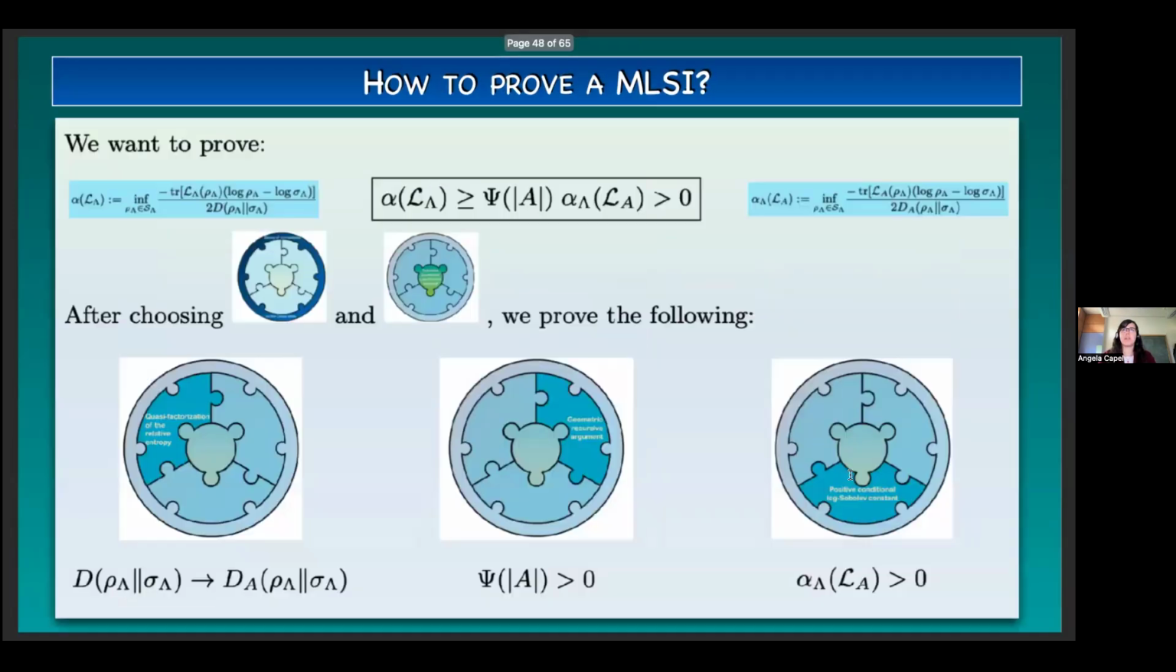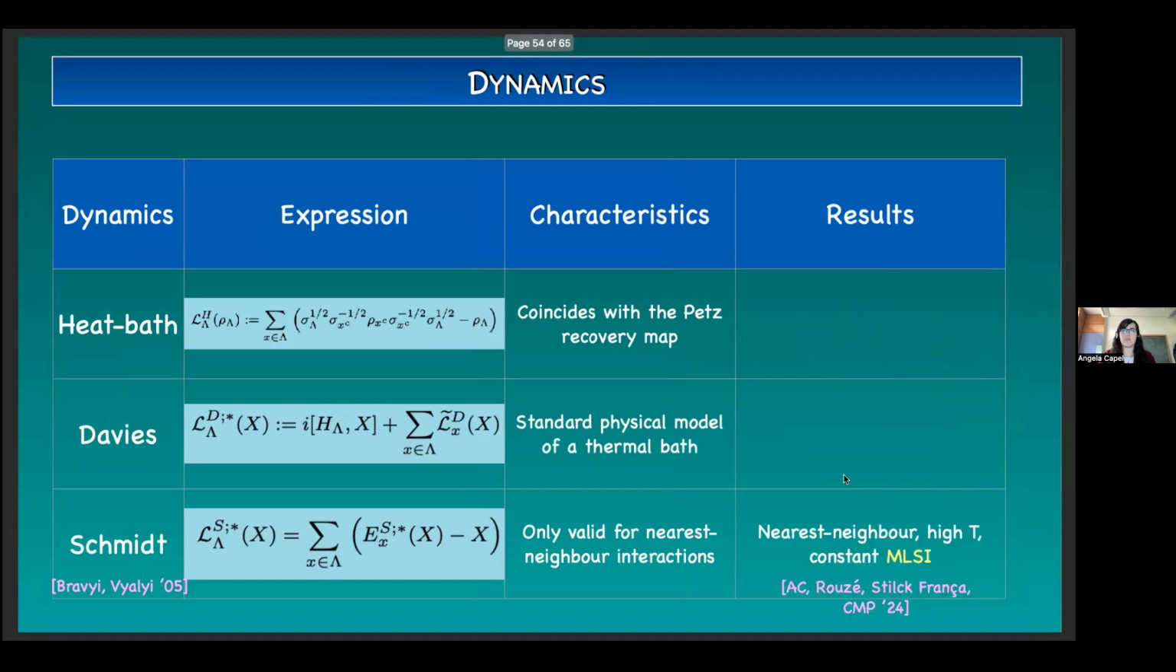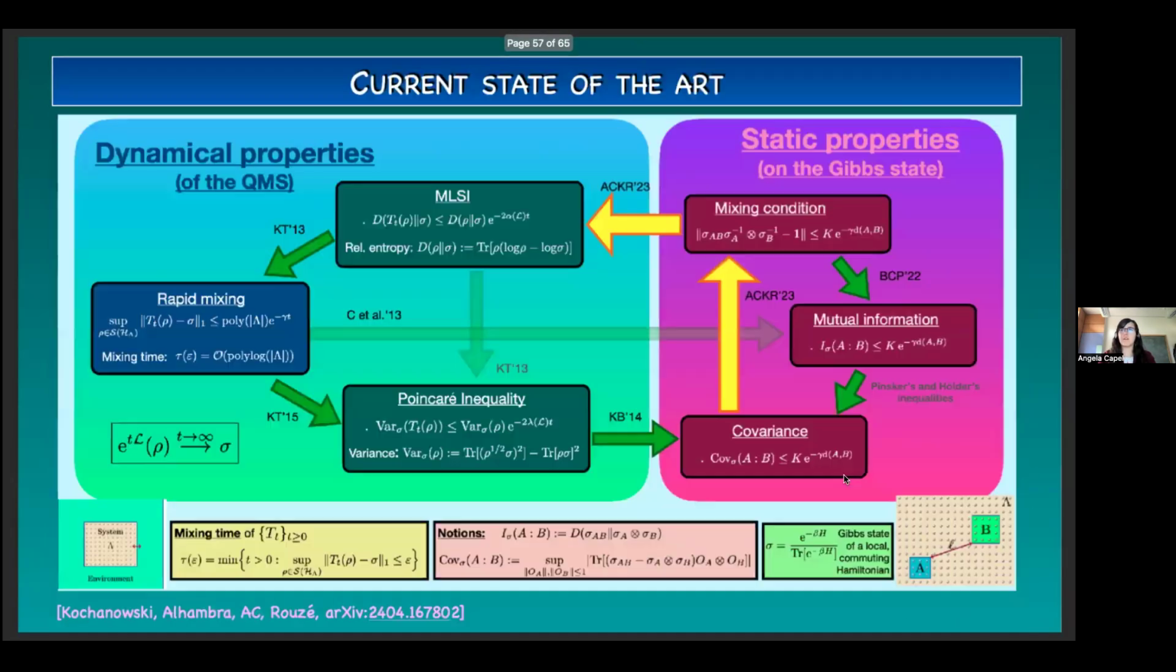So I will skip all the ideas on how to prove this and on which systems we can actually say something. And I will come back to this slide with a summary of the results. The only thing that I will mention here is that the current state of the art of this problem is that if you have an MLSI inequality, you have rapid mixing. And if you have rapid mixing, you know that you have a positive spectral gap, which, as I said before, implies an exponential decay on the covariance.